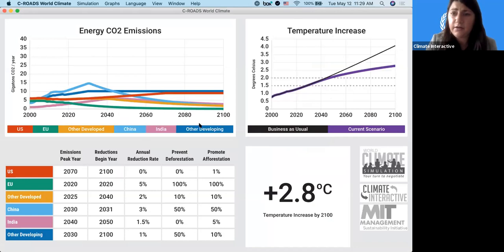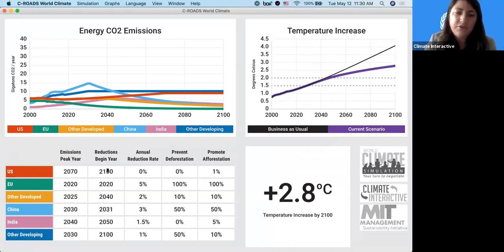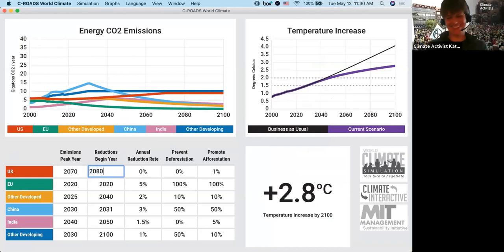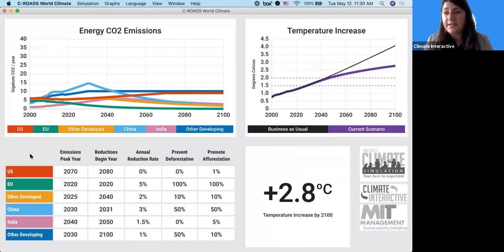our model here. So starting with the United States, we see that they have chosen to start reductions by 2080, but with no reduction rate yet set, we aren't able to see the progress that that is going to make. So not a lot of change that we're seeing from the United States with their pledges here. And additionally, they have taken all of their contributions to the fund away.